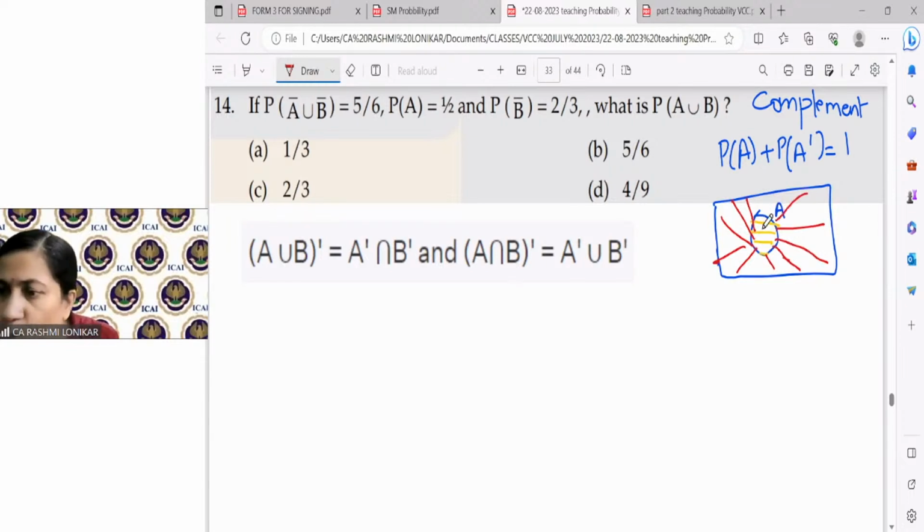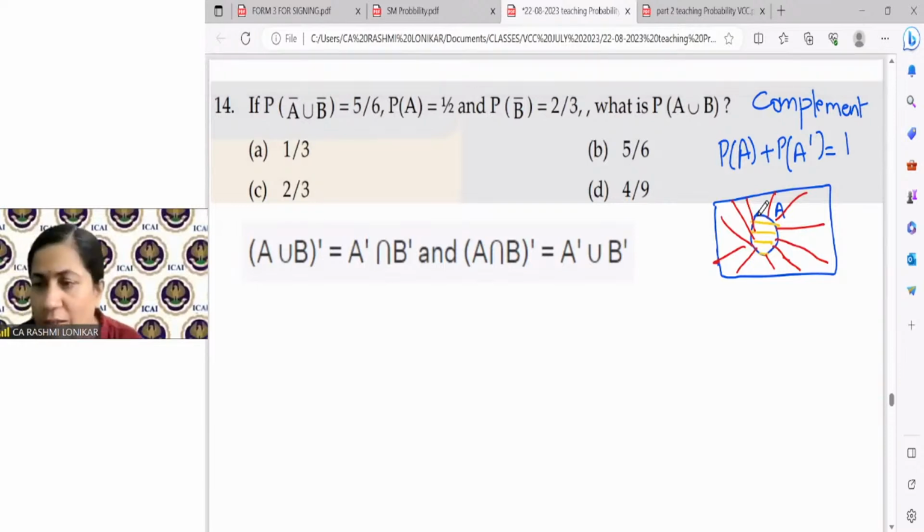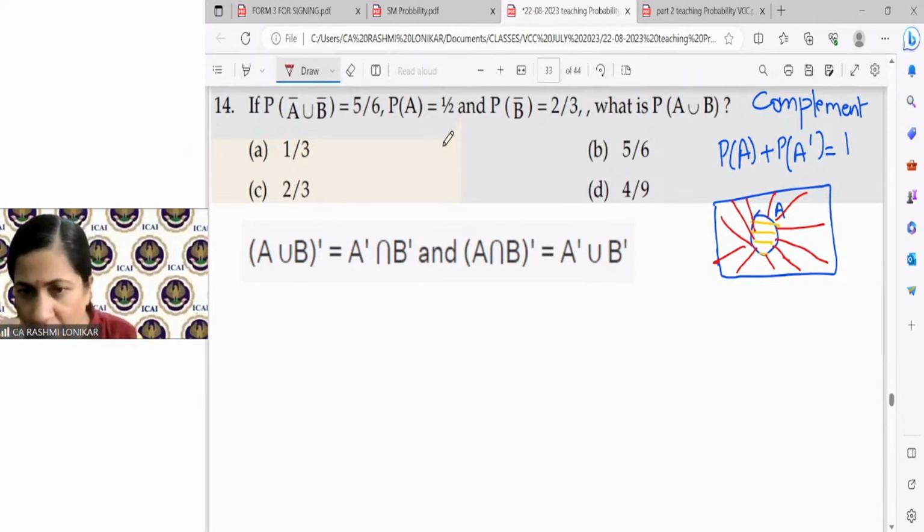So what do these two together become? They become the whole universal set. So you have P of A plus P of A dash equal to 1, because they will complete the whole universal space. Now, what is given to me is P of A dash union B dash. You can even put this sign, it's up to you. It is equal to 5 by 6.